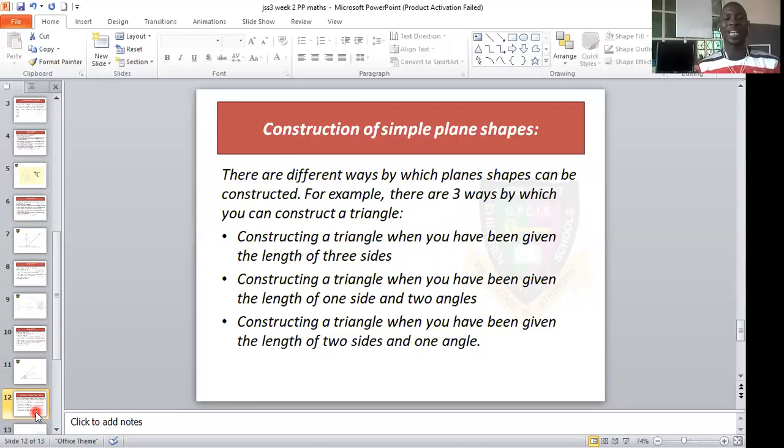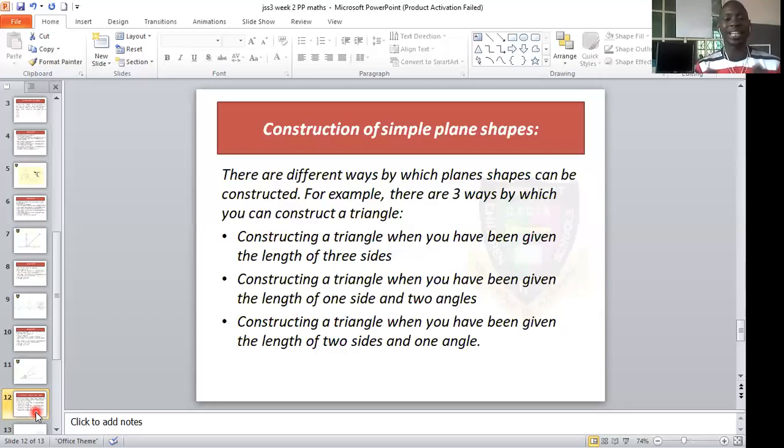Firstly, you are given the lengths of all 3 sides. Probably the length of A to B is 3 centimeters, the length of A to C is 4 centimeters, and the length of B to C is 6 centimeters. If you are given all those sides, you can construct your triangle that way. You just take your ruler and your pencil, measure your line AB, measure your line AC, measure your line BC. That is the first way you can construct a triangle.